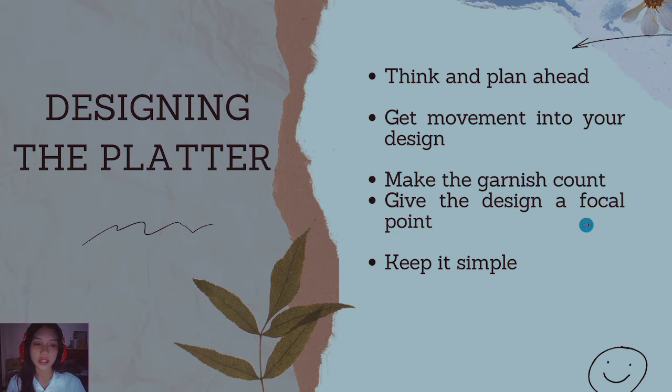The third one is make the garnish count. Use garnish to balance out the plate by providing an additional element. Two items on a plate often look unbalanced, but adding a garnish completes the picture. On the other hand, do not add unnecessary garnishes.